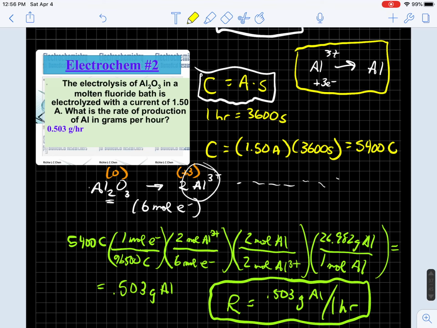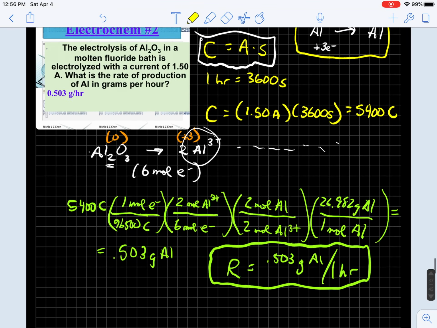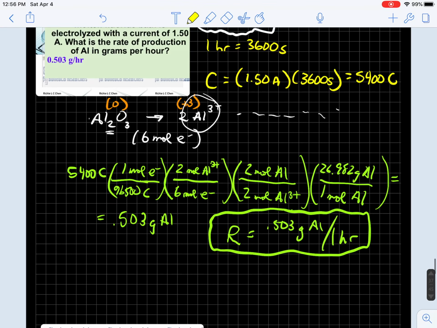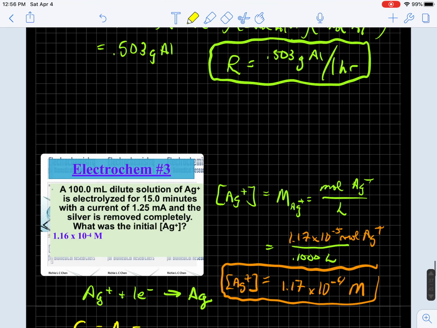1 hour is 3,600 seconds, so that gives me 5,400 coulombs. And then from there I can do the stoichiometry. 5,400 coulombs, then Faraday's constant to get 1 mole of electrons, and then 6 moles of electrons per 2 moles of aluminum ions. And for every 2 moles of aluminum ions, you get 2 moles of aluminum. Then I looked up the mass of aluminum, and that gives me 0.503 grams of aluminum per 1 hour.